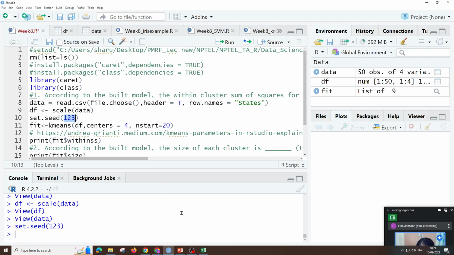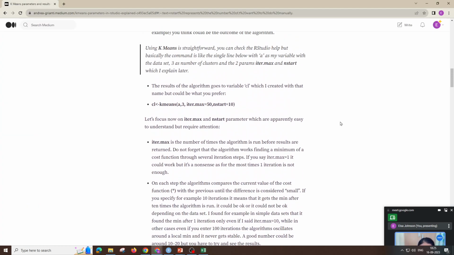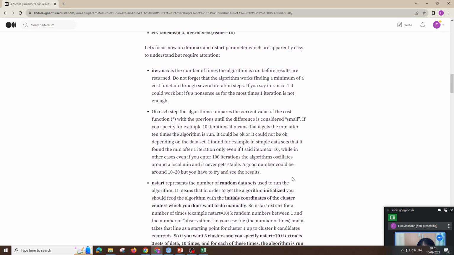For this I have shown you the thing here. I'll share this link with you also. This is the normal k-means function, and different other arguments are present. So iter.max is the maximum number of iterations, that is, how many times the function has to iterate. Okay, that is fine.